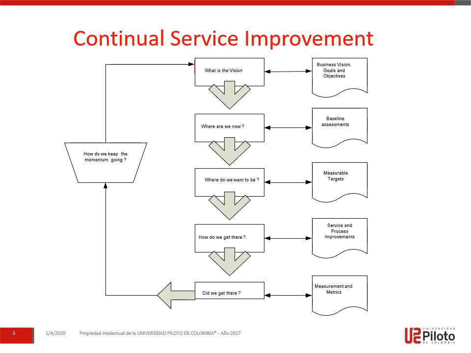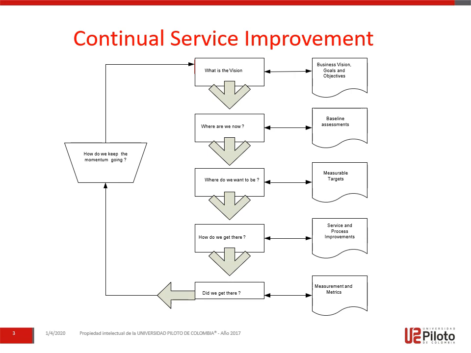In continual service improvement, it's also important to make a diagnosis about the current situation of the organization. So we answer some questions in order to complement our view and our understanding of the organization. The first question we ask ourselves is, how do we keep the momentum going? So how are we going to move forward and continue with the impulse that we are bringing from our current activities. And then we need to understand what's the vision of the organization, what's the business vision, what are the goals and objectives. Where are we now? What's the current situation? What's the baseline situation where we are starting our assessment?